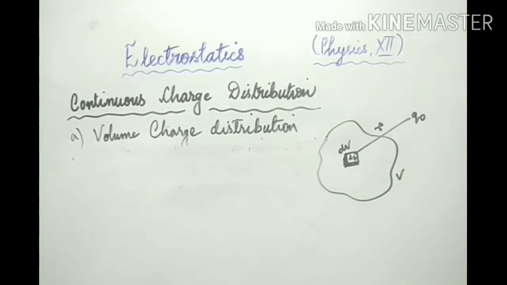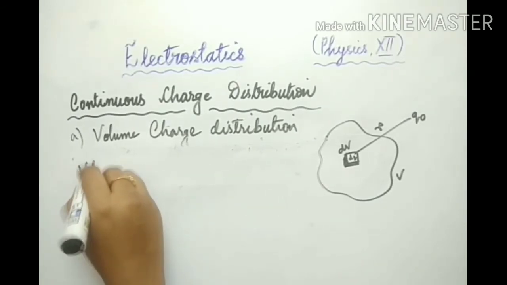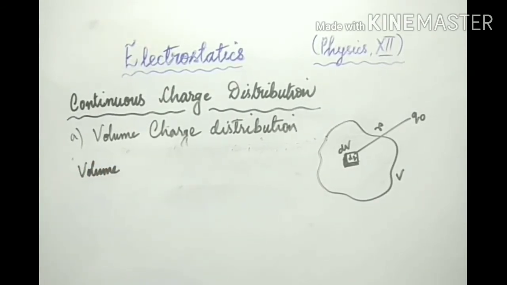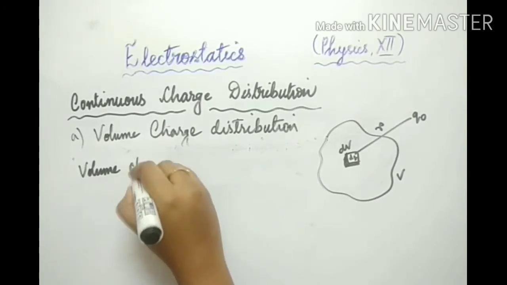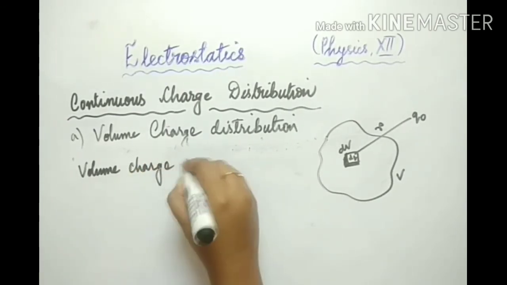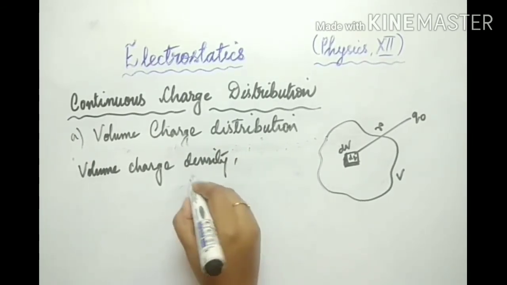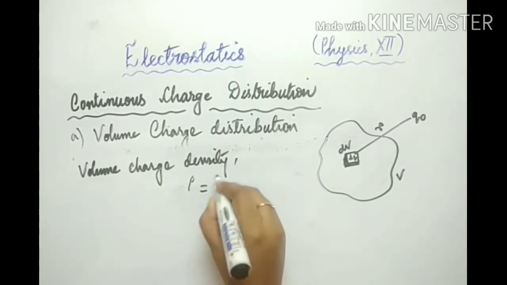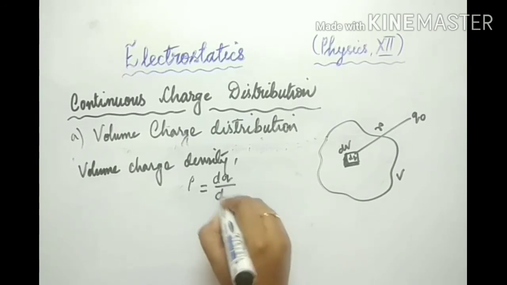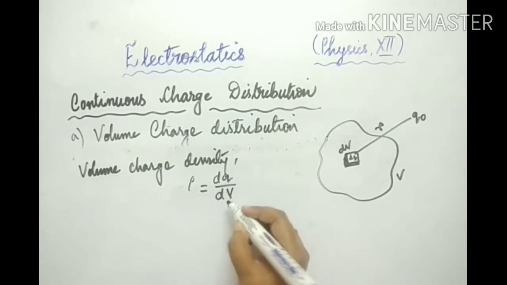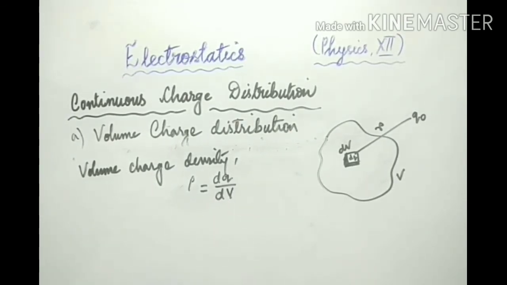Here we shall define a quantity known as volume charge density, given by rho. Rho is equal to dq by dV, that is, charge per unit volume.